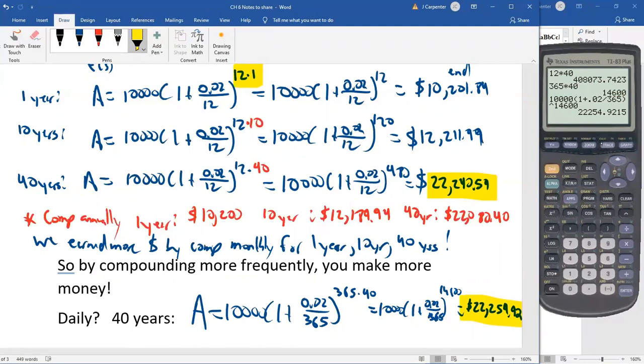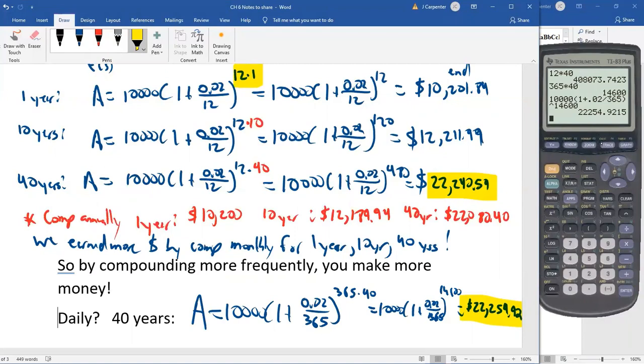if you compound daily, you're going from 12 to 365. So that's like 350 more times a year. Not exactly, I'm just rounding. So, oh man, compounding 11 more times a year made me an extra 160 bucks. So compounding an extra 350 times, that ought to make me a millionaire, right? Actually, that margin of increase is smaller.